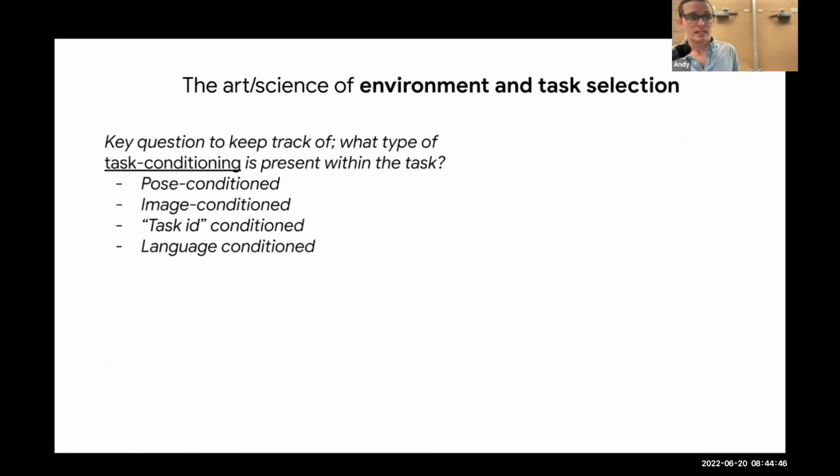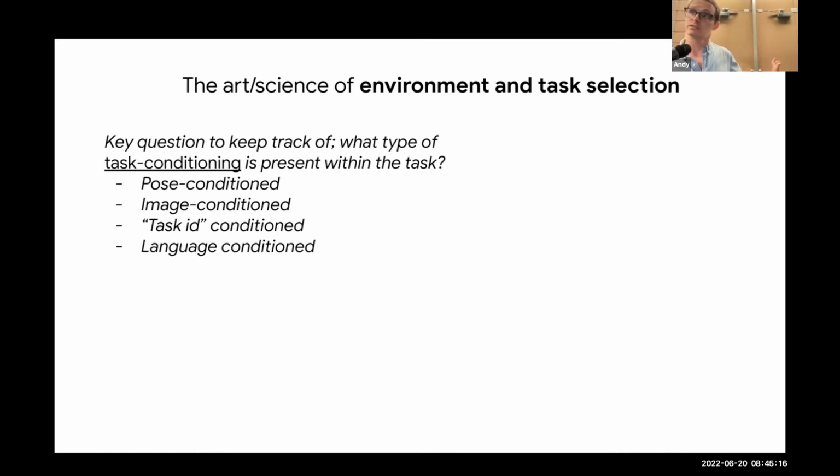Okay, so another key question to keep track of with tasks is what type of task conditioning is present. We were talking about task conditioning with, hey robot, can you move this cup here? Language models are an analog of having a huge amount of conditioning. Within robotics, when we have tasks, there's a variety of ways to condition them. They could be object state, like pose conditioning, or goal image conditioning, or task ID conditioning, or maybe language, which is a very flexible way to do it.